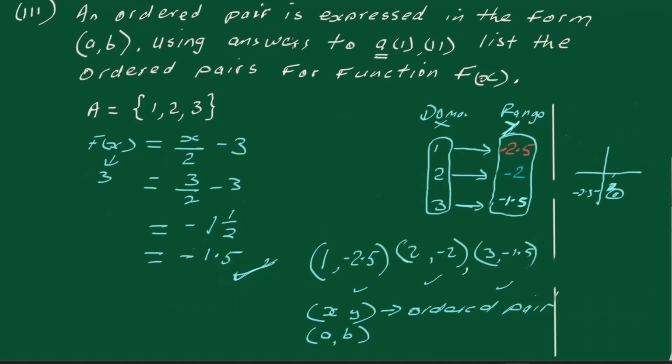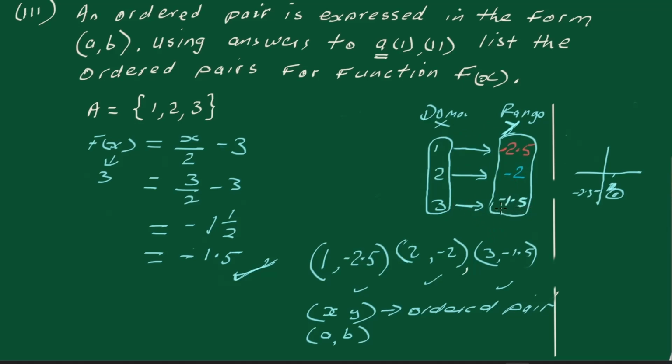Right, so to answer this question, we were asked to list the ordered pairs for the function. We were given the domain, which are the x values, 1, 2, and 3. When x is 1, the corresponding y value is 2.5. Again, the domain is the x value, the range is the y value. When the domain is 2, the range is negative 2.